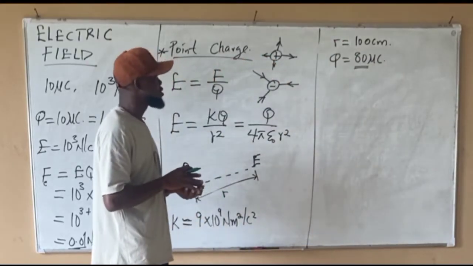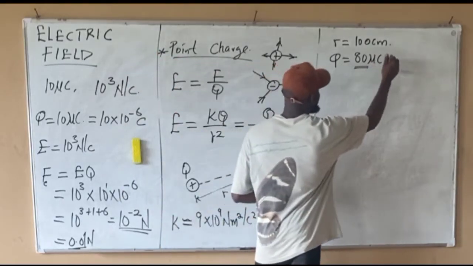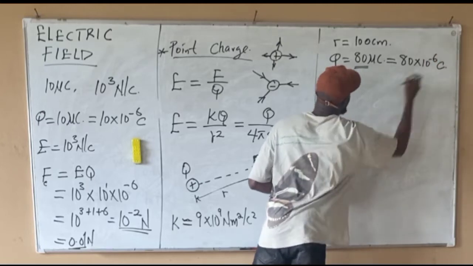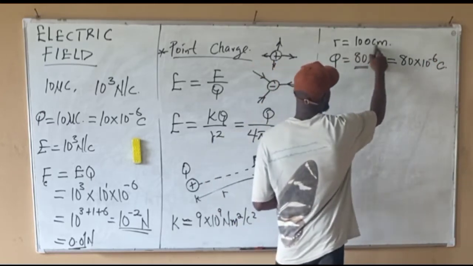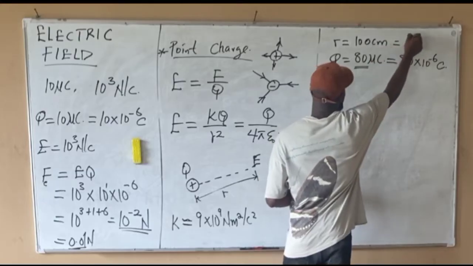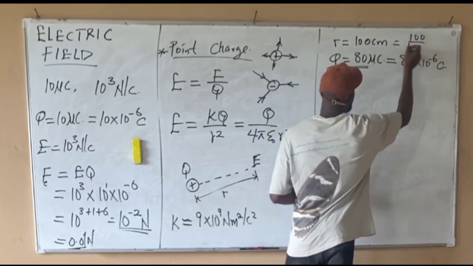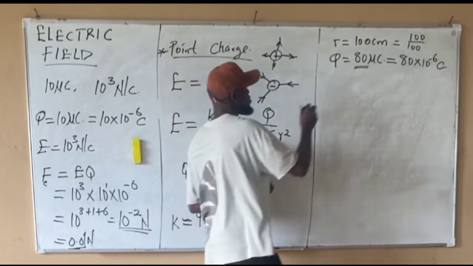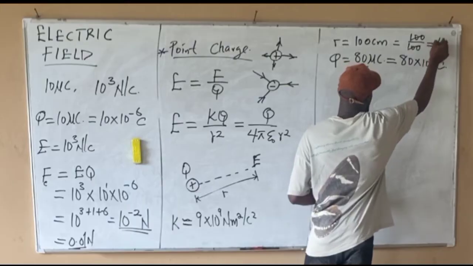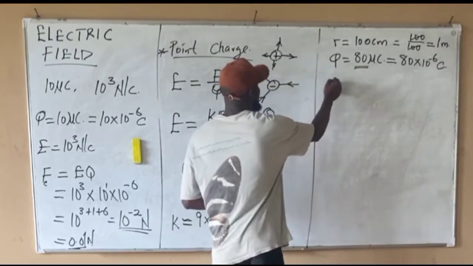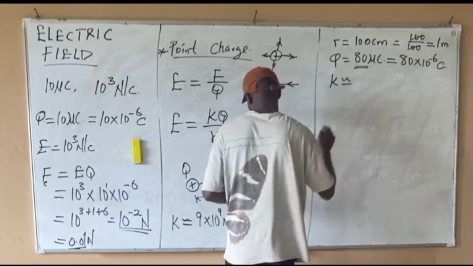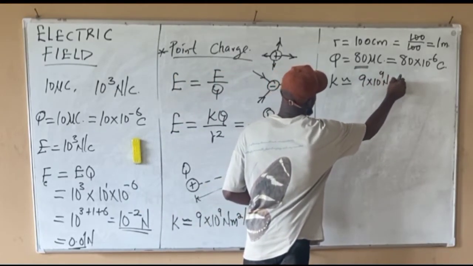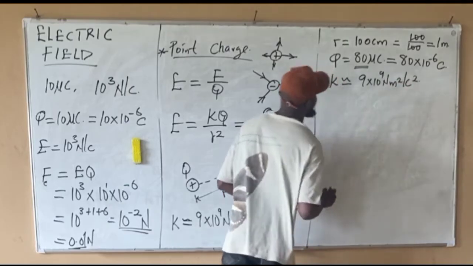Now, remember I told you that micro is the same thing as 10 raised to the power minus 6. That will be coulomb. Then, converting this to meters from cm, you divide by 100. If you have to convert from centimeters to meters, we divide the value by 100. So 100 divided by 100, we're going to have 1 meter. Then K is approximately a constant, 9 times 10 to the power 9 Newton meter squared per coulomb squared.